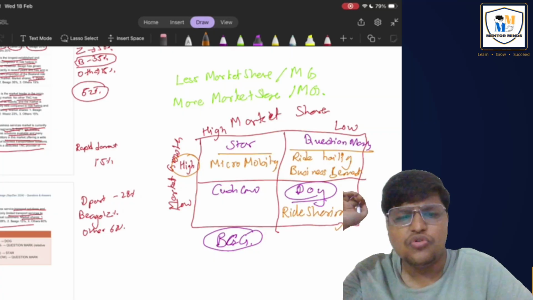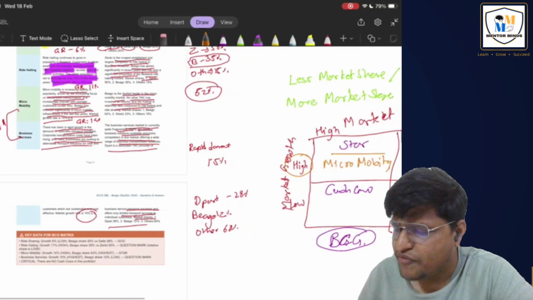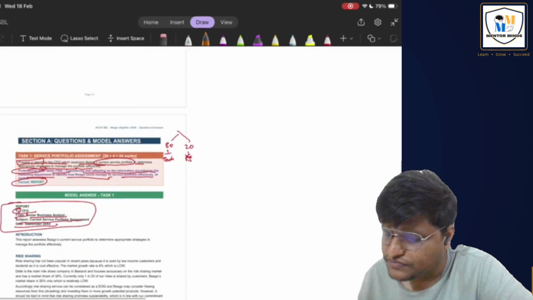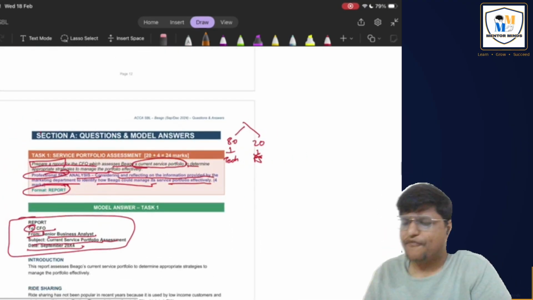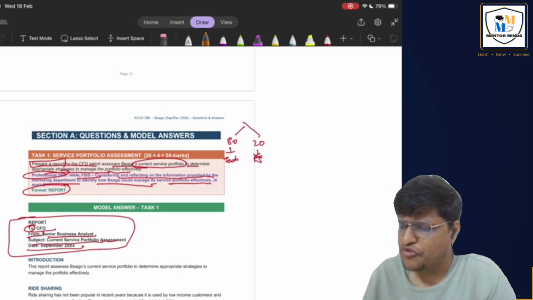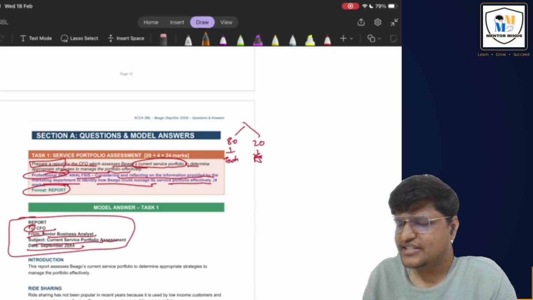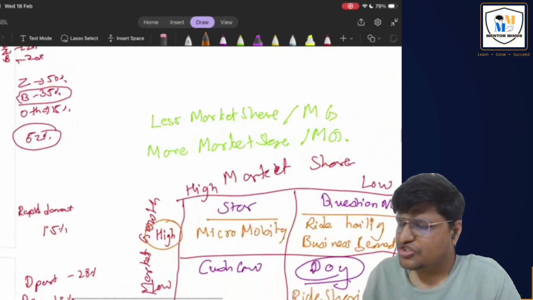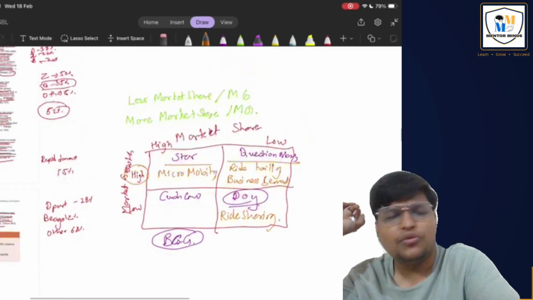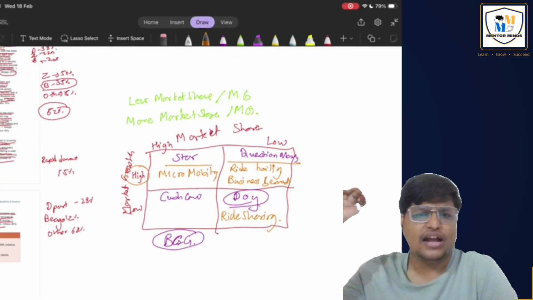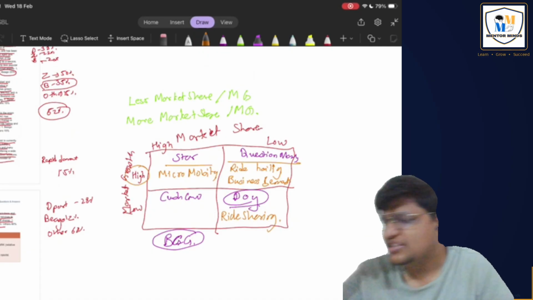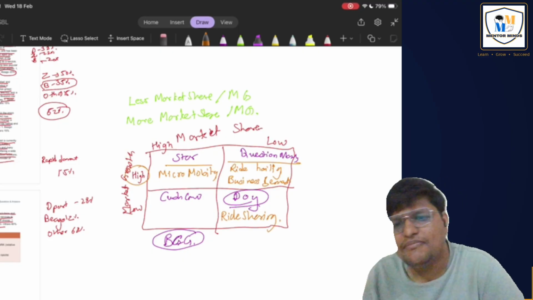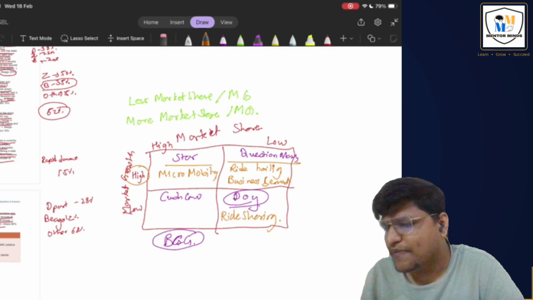So to our CFO, what was our question? We'll come back to the question and read what our task was. We have to prepare a report which assesses the company's current service portfolio, and we have to determine appropriate strategies to manage the portfolio effectively, right? So what we would do is first write to the CFO, make this table, and explain that micro mobility is our star. Why is it our star? Because the market growth and market share both are important.